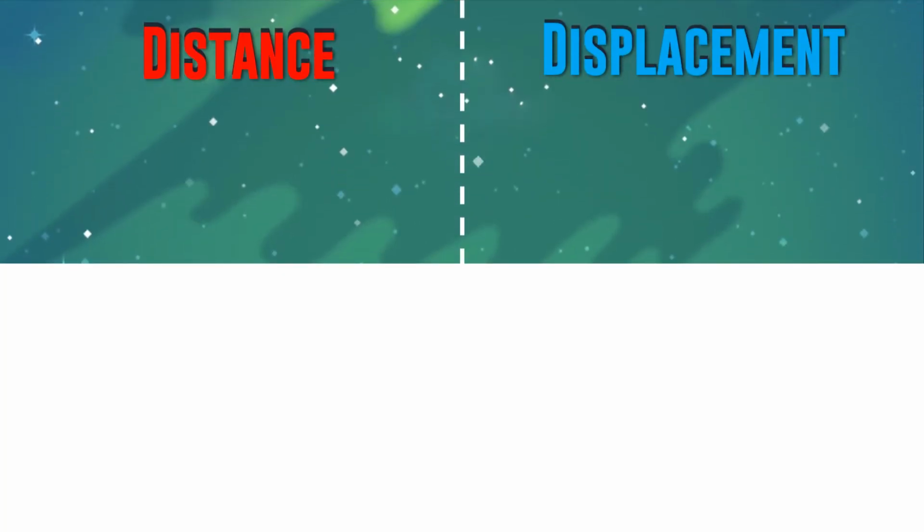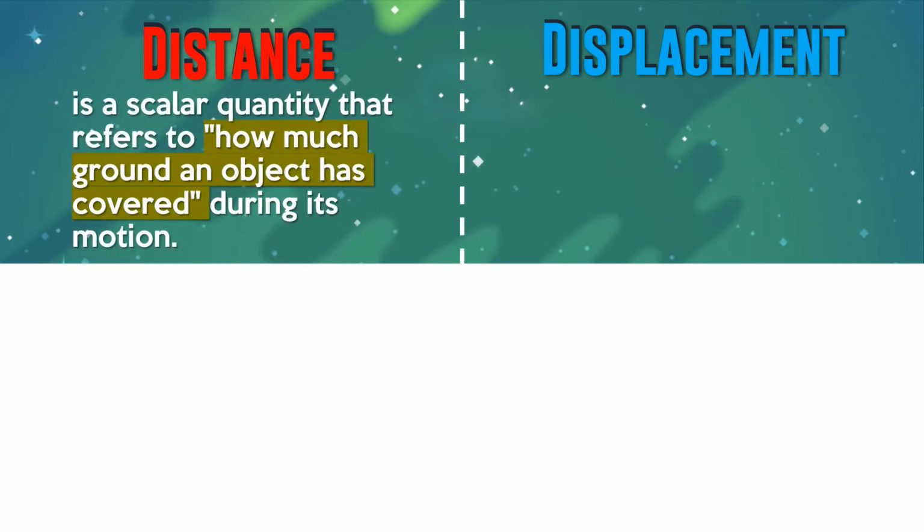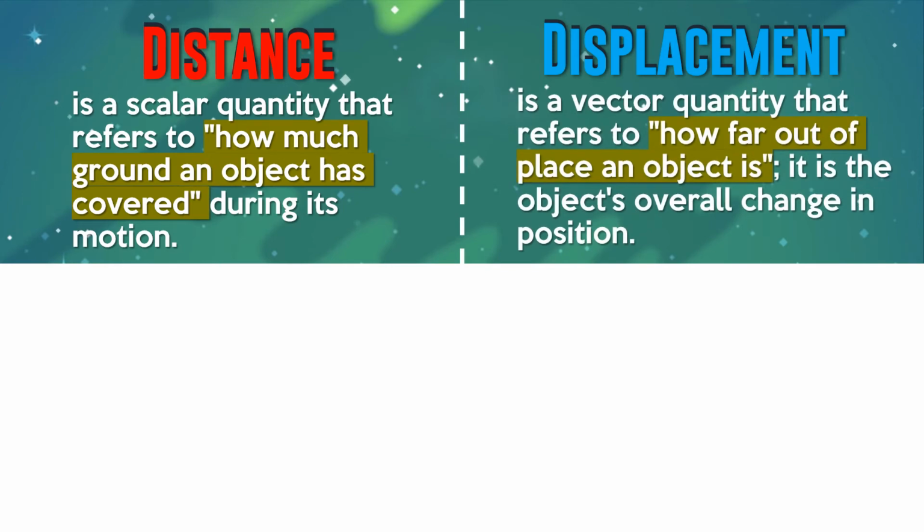Okay, so let's discuss now the difference between distance and displacement. Distance is defined as a scalar quantity that refers to how much ground an object has covered during its motion. Meanwhile, displacement is a vector quantity that refers to how far out of place an object is. It is the object's overall change in position. So let's have some example.